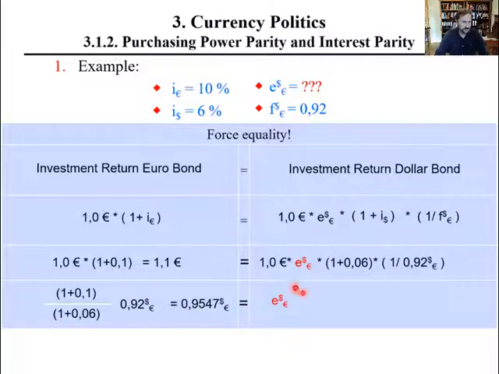The spot exchange rate, where a return in a euro bond is equal to a return in a dollar bond. And this equilibrium exchange rate here equals $0.9547 per euro. So the value of the equilibrium exchange rate is indeed between the interval of $0.9 per euro and $1 per euro.